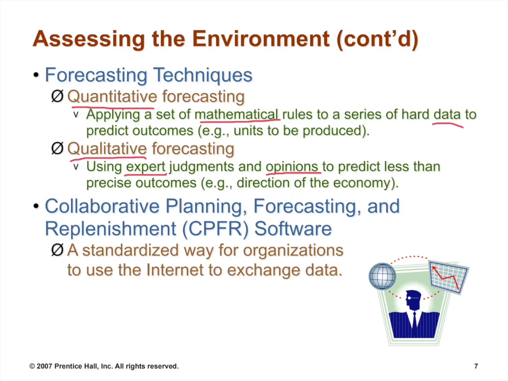To predict less than precise outcome. Okay, collaborative planning, forecasting, and replacement. We can use the software. Yes, in modern management, we always use software. There are many software or many tools to help us making prediction, to simulate our organization when we do anything, when we decide something. So we can use the software that is relevant to our topic.